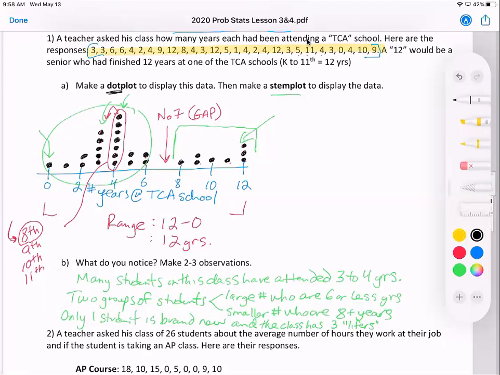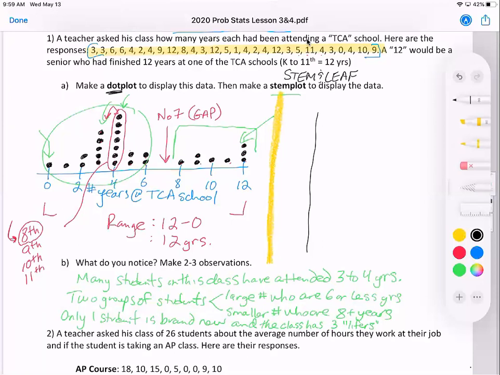Next, I want to show you how to make a stem plot. A stem plot would look like this. We're going to have a vertical line. Let me move it over a little bit. Vertical line. And maybe let me have a clear demarcation here between the dot plot and the stem plot. So a stem plot is also known as a stem and leaf plot.